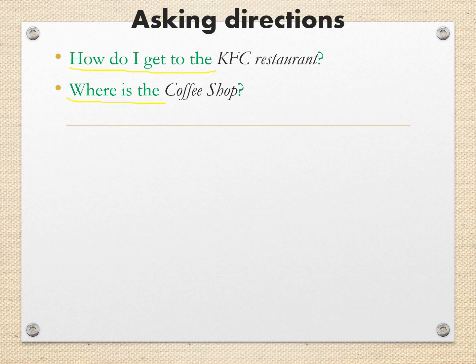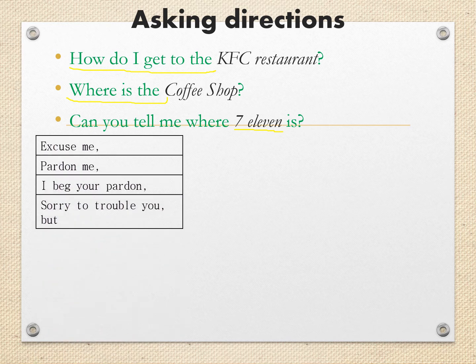But please pay attention, these expressions are not polite. You have to add something here, please. Then we have, can you tell me where is 7-Eleven, or where 7-Eleven is? 7-Eleven is a shop in the United States. Maybe some of you know it. So we have to make these expressions a little bit polite.